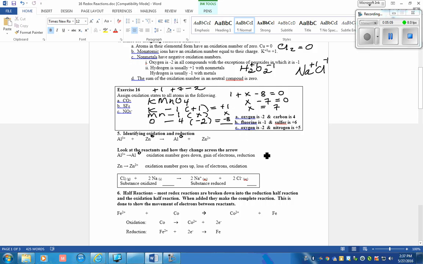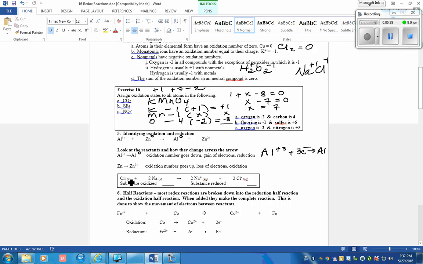Another way to write this: aluminum plus 3 electrons changes into aluminum with no charge. See how the charges balance out? Plus 3 plus minus 3 equals 0, and so does 0 on the other side.